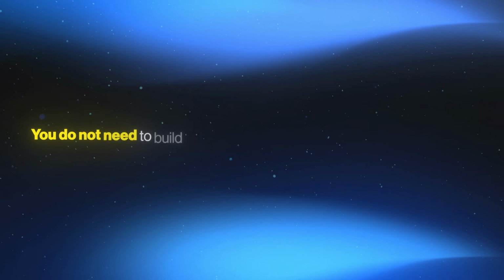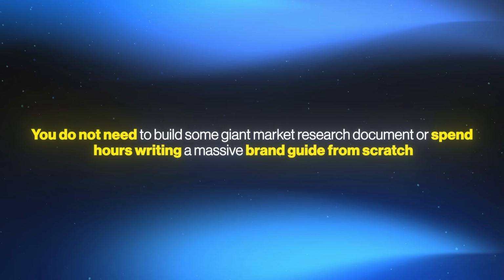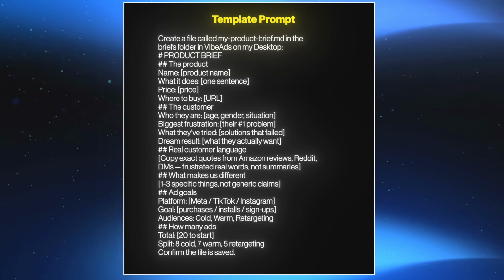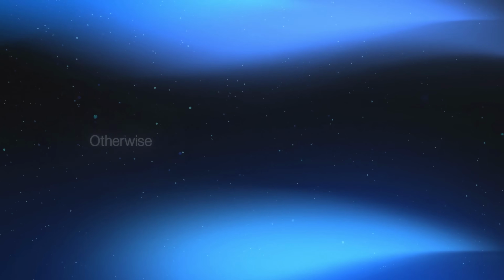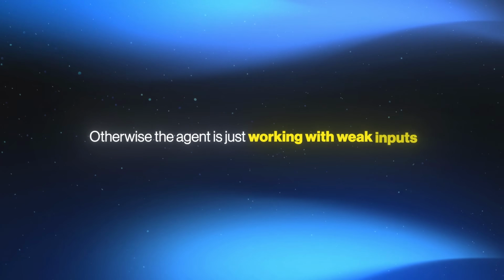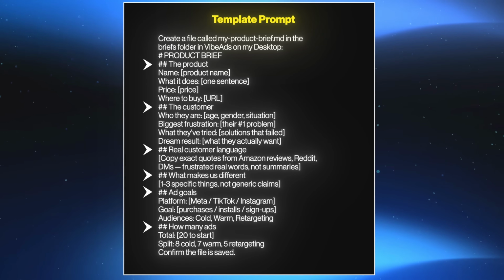You do not need to build some giant market research document or spend hours writing a massive brand guide from scratch. You really just need to give the agent one solid product brief that explains the most important context clearly. For this, I'm going to use a template prompt that I'll also leave in the description below. But before you paste it in, you need to customize it based on your own product and audience, otherwise the agent is just working with weak inputs. The brief is split into 6 main sections, and you can realistically fill them out in just a few minutes.